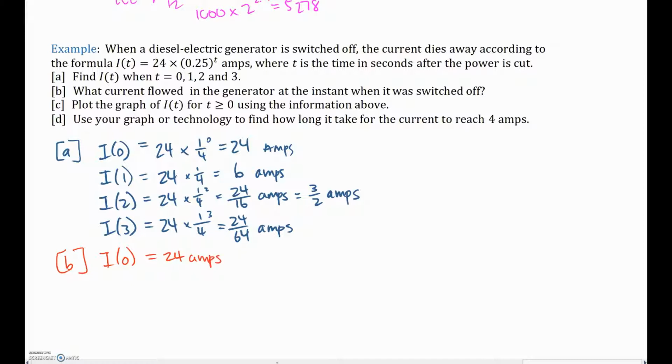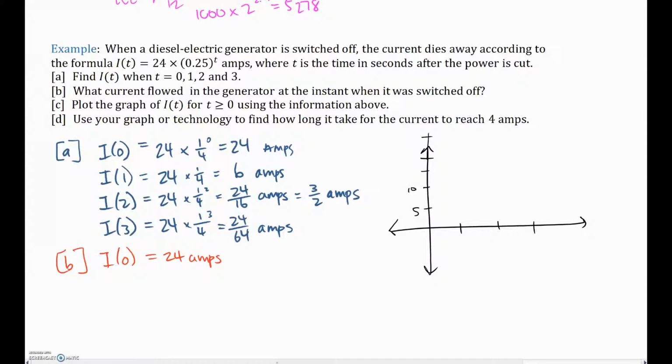Part C says, will you plot this for us? And you say, of course I will. I will use the data we had. So we had 0, 1, 2, 3 seconds, I believe. And I had about 24 amps. I don't know, where you want to go? 5, 10, 15, 20, 25. Oh, that's a good graph.